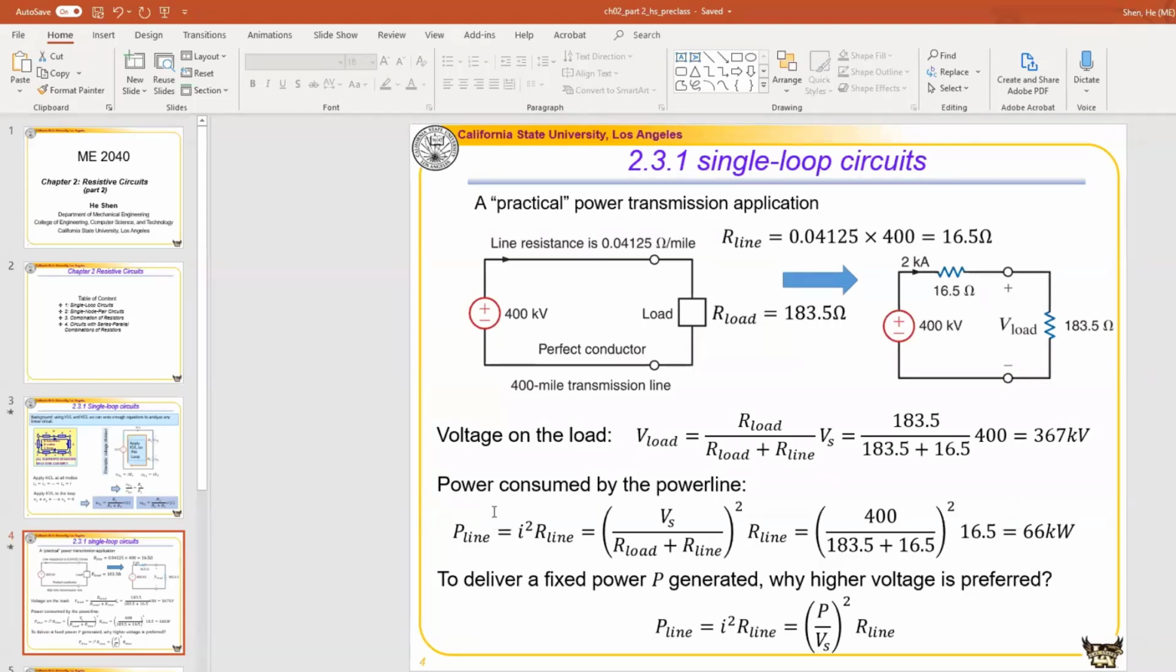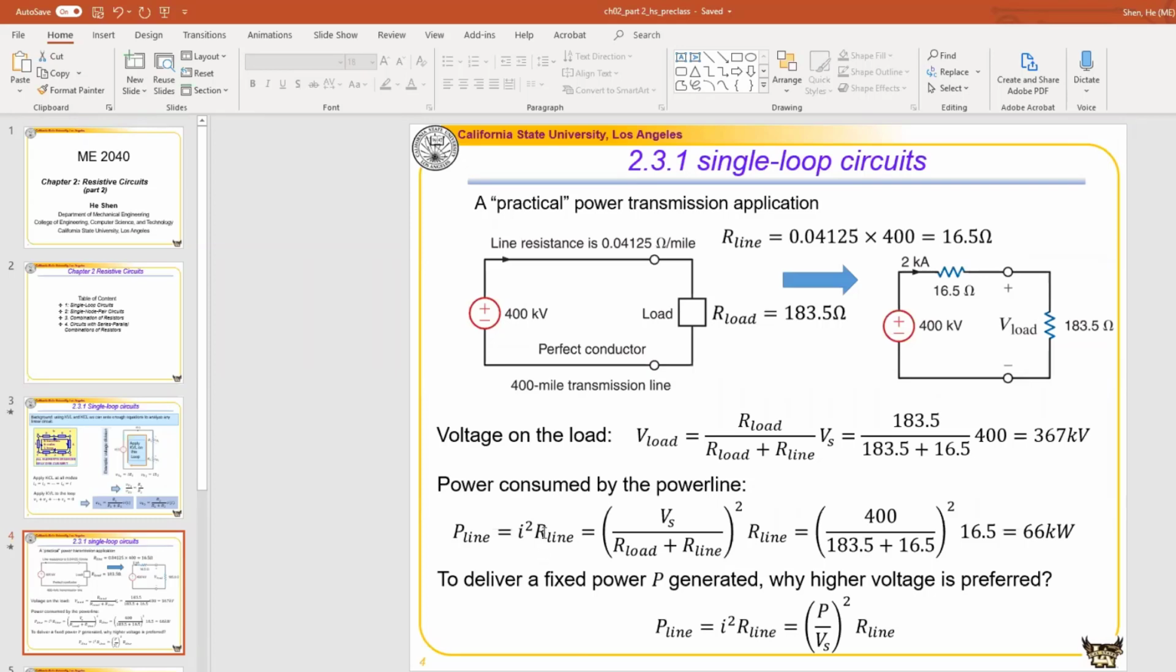Let's move on to the power calculation consumed by the power line. There are multiple ways to calculate the power consumed by a resistor, right? We basically abstract this power line by a resistor. So you can use I squared times R. You can use V squared divided by R, right? You can also use the current I times the voltage drop. So there are three different ways that you can calculate the power.